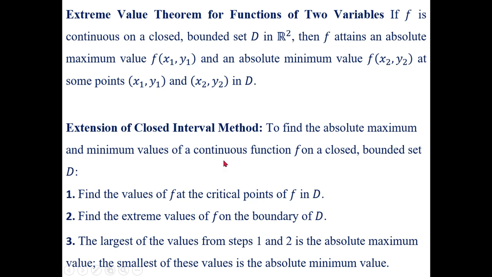So first of all we have to find the critical points of f, then its value in D. Again we want to find the extreme values of f on the boundary of D, and then from both types of values we have to select the maximum as the absolute maximum value of f in D and the minimum value as the absolute minimum value of f in D.